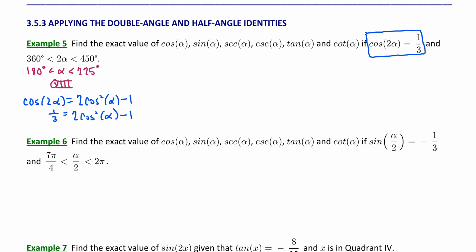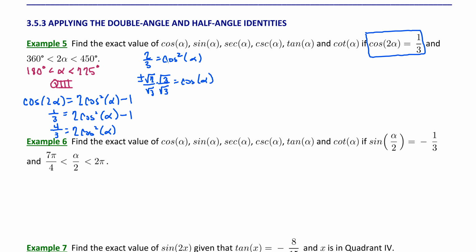And from here, we can solve for cosine of alpha. So if we add 1 to both sides, 1 plus 1/3 is 1 1/3 or 4/3. Then we can divide both sides by 2 or multiply by a half. 1/2 times 4/3 is 2/3. That gives us cosine squared of alpha. Then we can take the square root of both sides to solve for cosine of alpha. I'm going to go ahead and break that up into 2 separate radicals. And while I'm at it, I'm going to go ahead and be efficient and rationalize the denominator. So this gives us potential values for cosine of alpha.